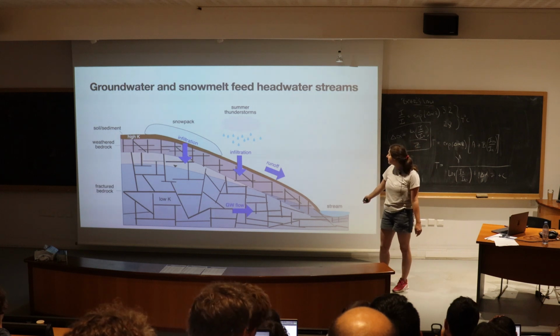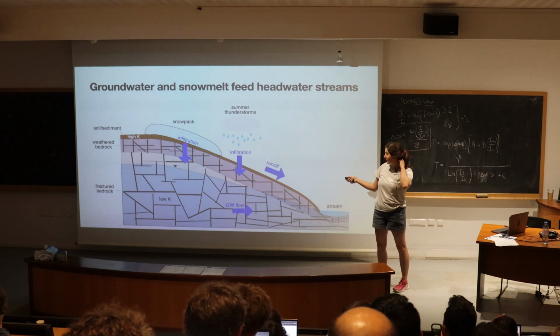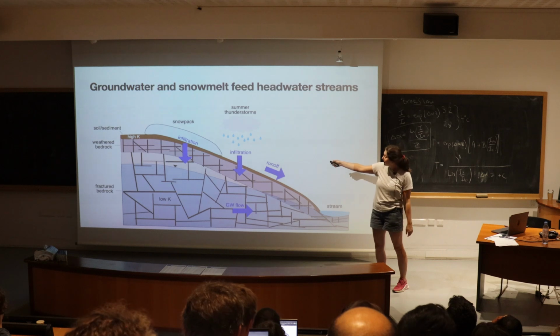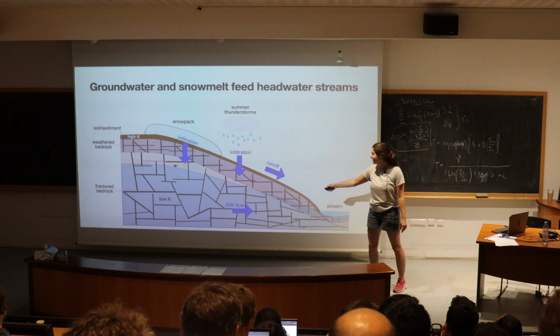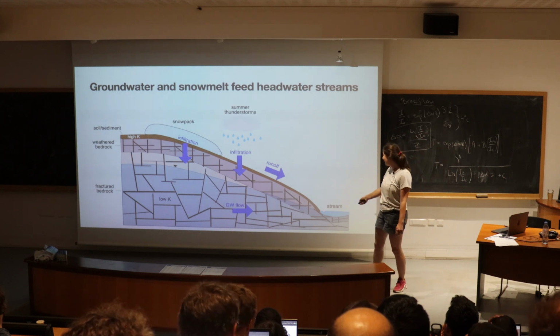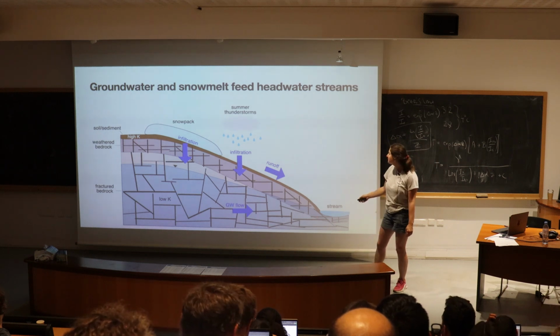These types of headwater streams are often supported by snowpack and groundwater. Here we have snowpack that melts and runs off into the stream, but it also melts and infiltrates into the subsurface, becoming groundwater, which eventually makes its way to the stream.